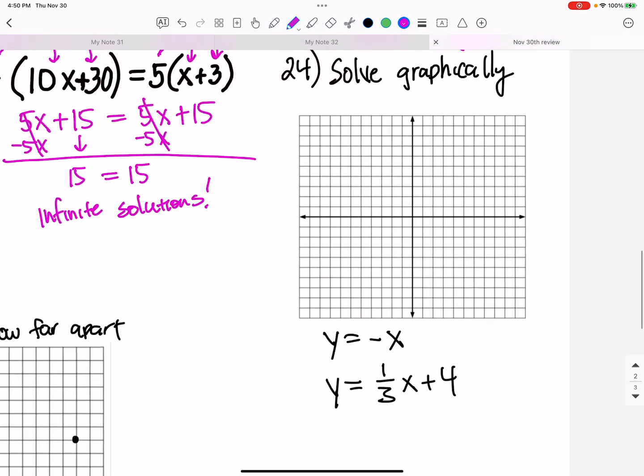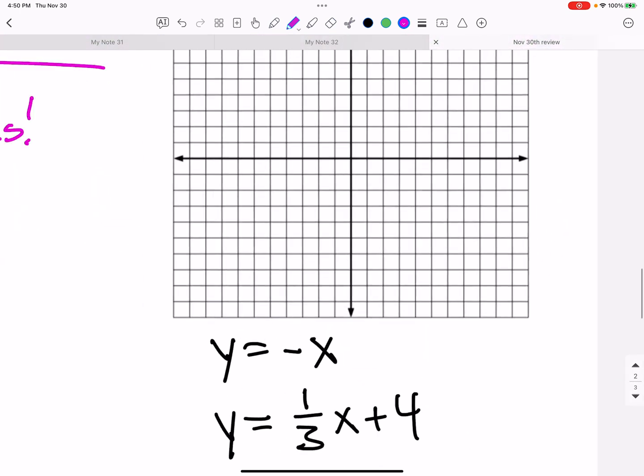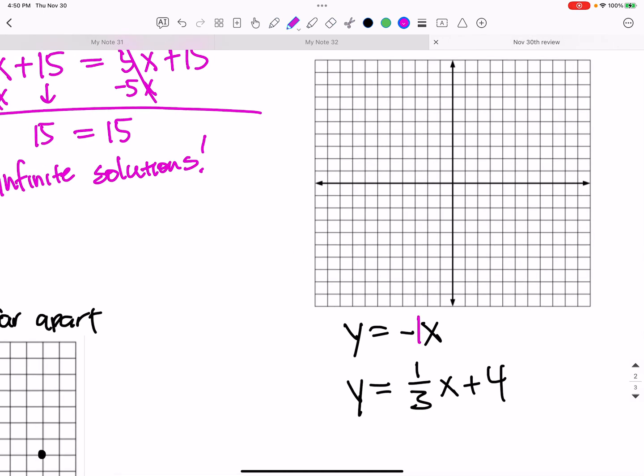All right, 24, solve graphically. All right, this has a slope of -1, but it also starts at 0, right? When you don't see a number, it starts at 0. So it starts at 0 and goes down 1 over 1, down 1 over 1. It has to be negative, right? There's a negative here. So if I use my right arm, this has to be going down to the right and up to the left. Okay, so there's that line.